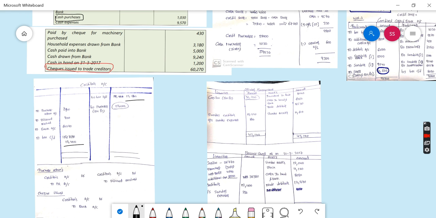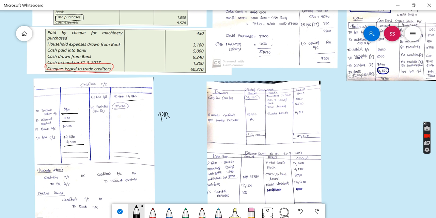In the question, they have given the purchase returns. What is the general entry for purchase returns? Creditors account debit to purchase returns. So here, 400, creditors account debit to purchase returns. And then they have given the discount received, discount allowed by trade creditors. That means our creditors gave a discount to us, so we are receiving the discount. The general entry is creditors account debit to discount received, so to discount received 700.